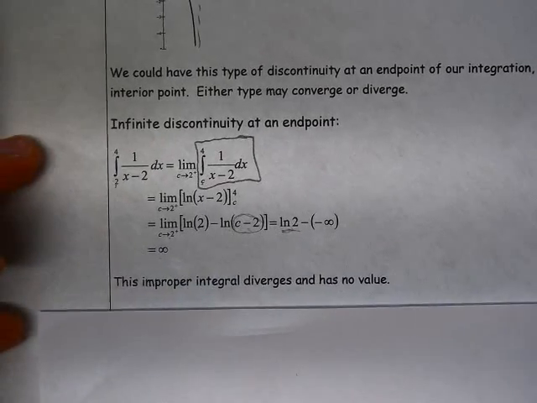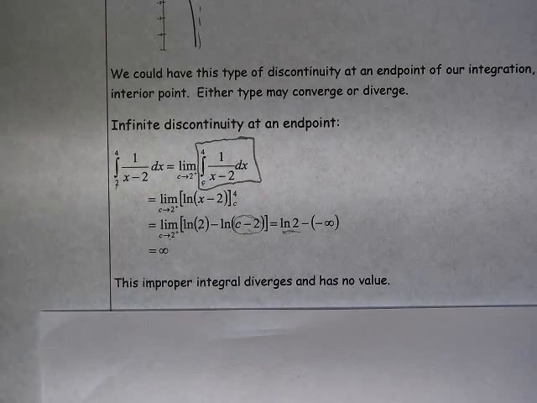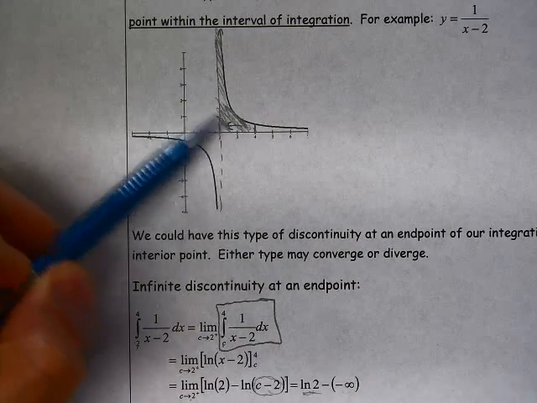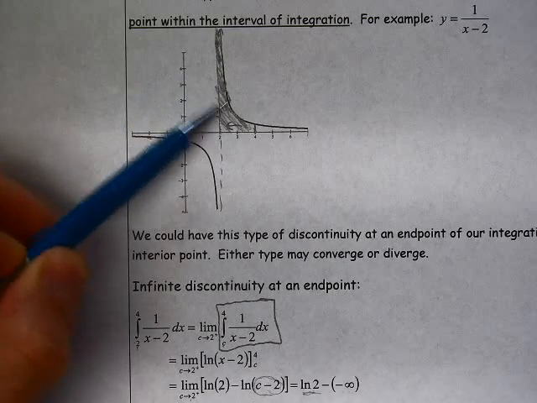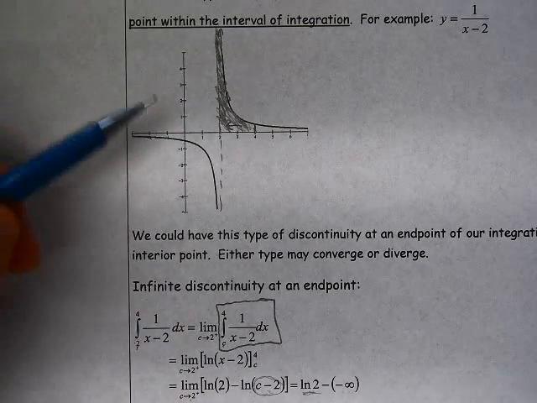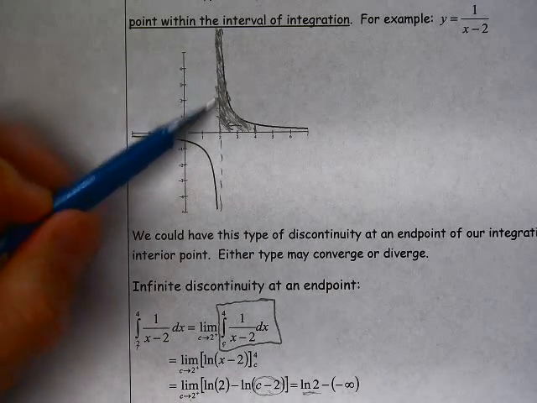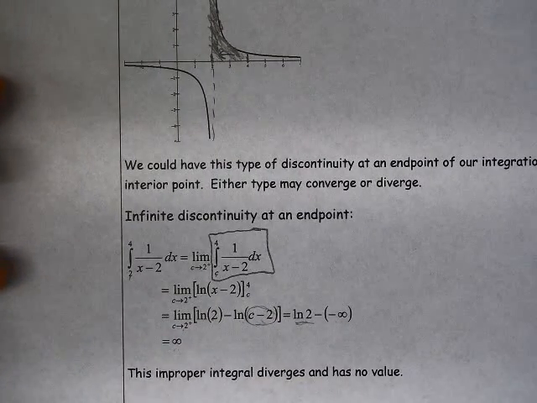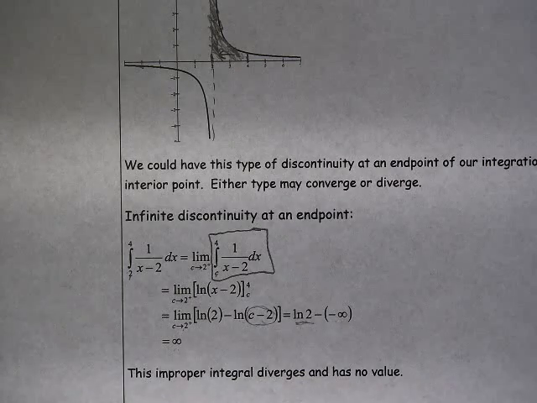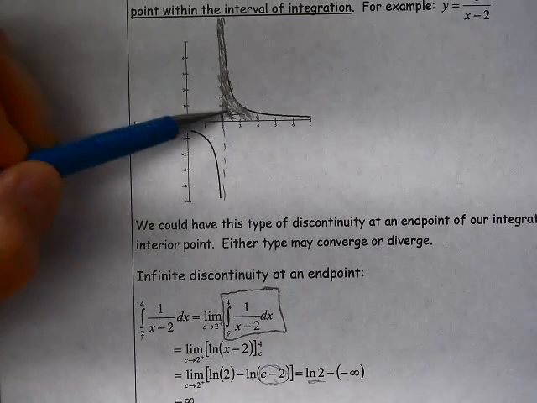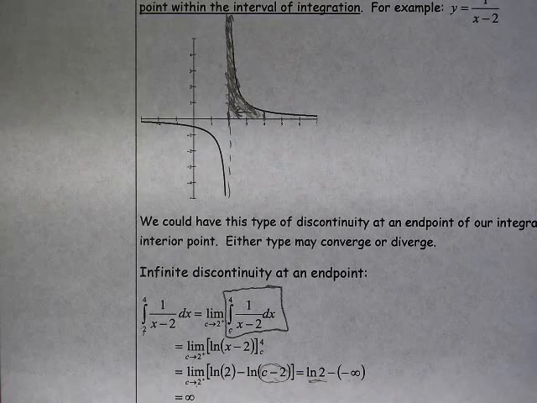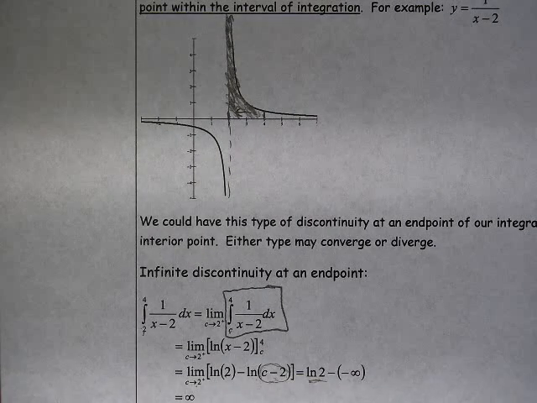So it turns out that this improper integral diverges and doesn't have a value. So what that means is there's an infinite amount of area between this function and the x-axis between 2 and 4. Right? So in this case we had an infinite discontinuity or a vertical asymptote at the endpoint of our integration. And you can see how we approach that.